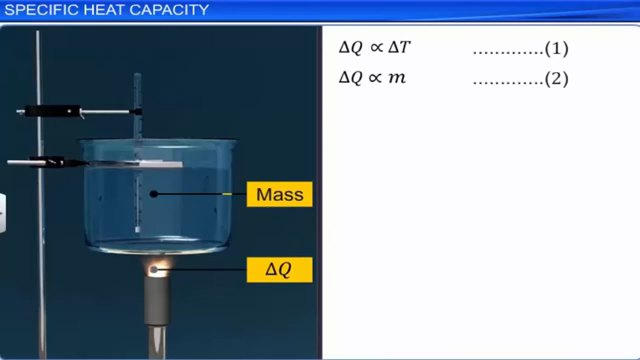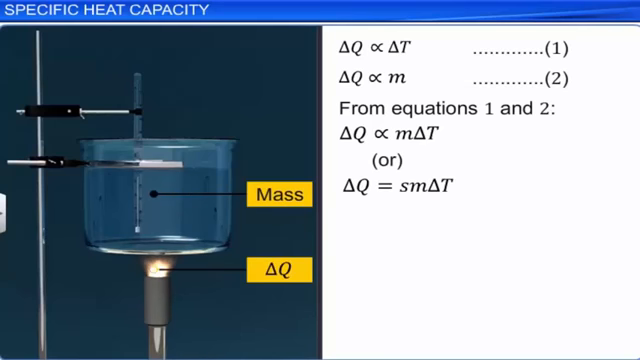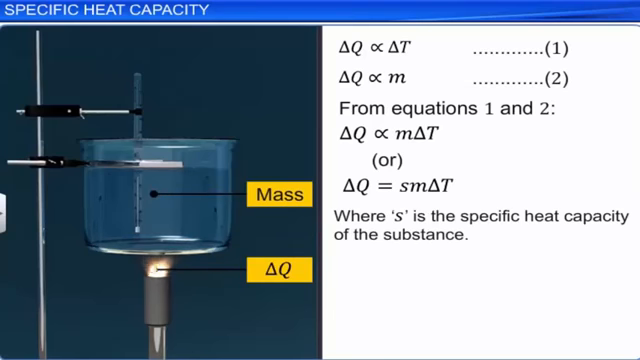From equations 1 and 2, we can write that delta Q is directly proportional to m delta T, or delta Q is equal to S m delta T, where S is the specific heat capacity of the substance. Specific heat capacity is the quantity of heat absorbed or emitted by a unit mass of a substance for a change in its temperature by 1 unit.